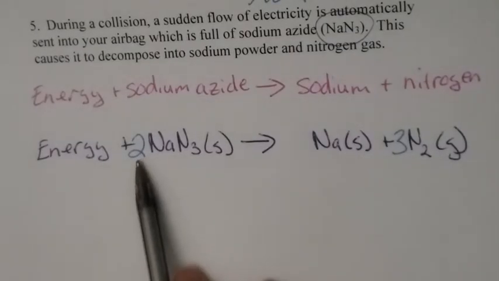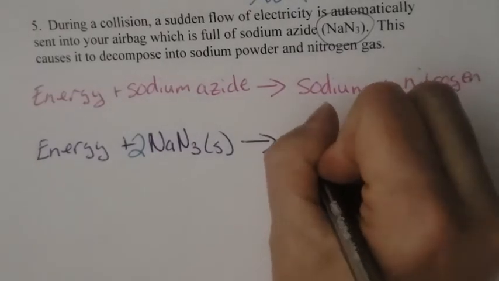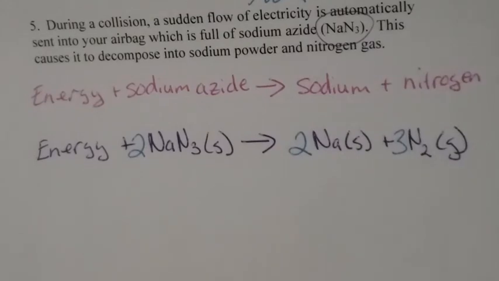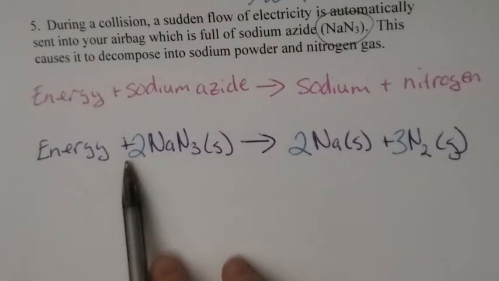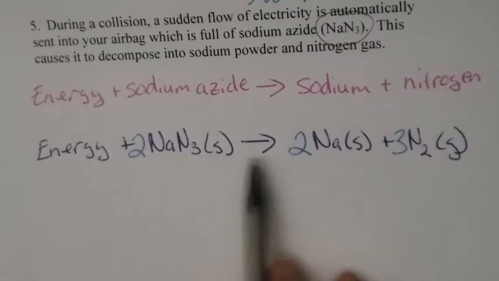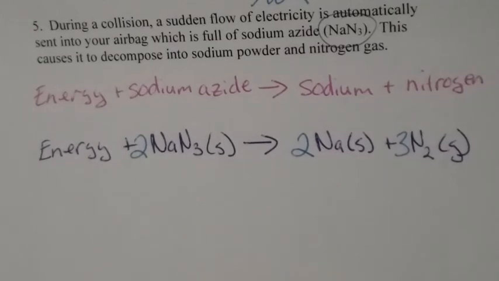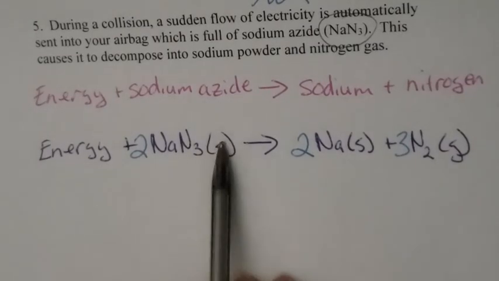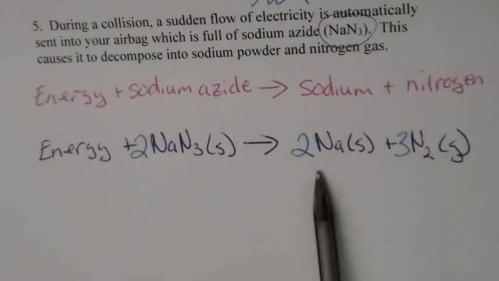As soon as I do that, I realize, oh, now I have 2 sodiums, so I have to put a 2 here to give me 2 sodiums as well. Then we double check. 2 sodiums, 2 sodiums. I have 2 times 3 is 6 nitrogens. 3 times 2 is also 6 nitrogens, so it is balanced. So this is an example of decomposition reaction where I have one big thing and it breaks down into 2 smaller things.